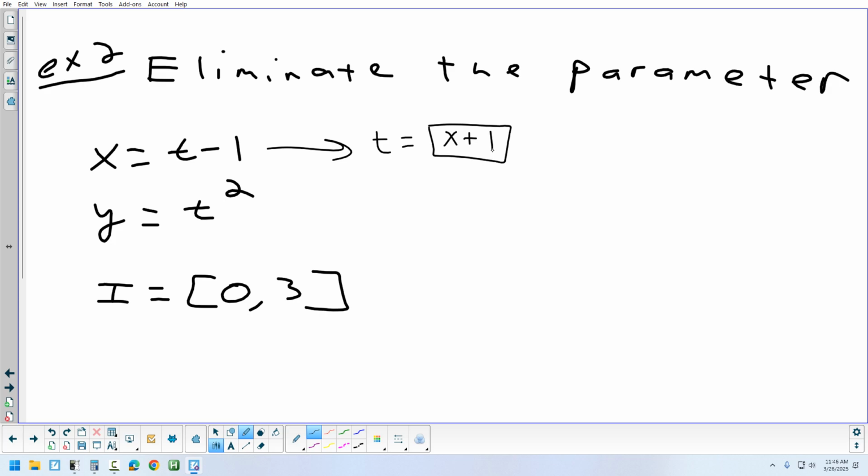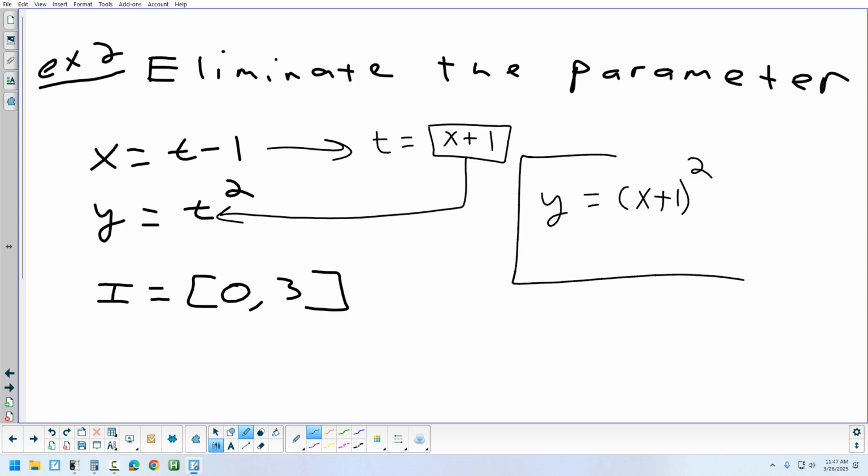Now, what do we do with the x plus 1? Plug that into t for the y equation. Yep, you're going to plug it in for t right there. And your answer is y equals (x plus 1) squared. So that is what you need to draw.